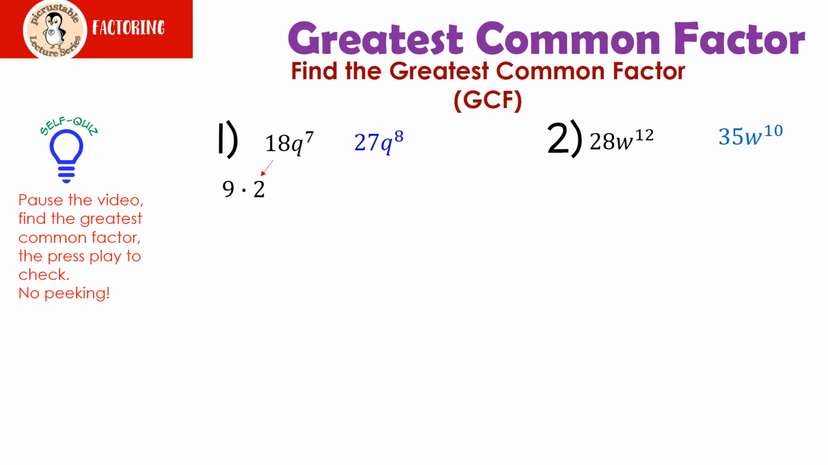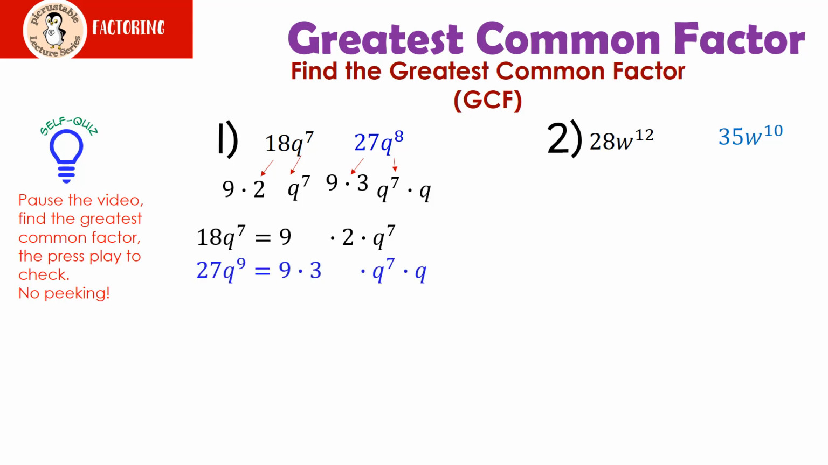So in the first one, I have 9 times 2 and q to the 7th. Did you happen to notice that q to the 7th is the smallest exponent between q to the 7th and q to the 9th? Yeah. And 9 also goes into 27. So let's write our first one here. Okay, then 27 is 9 times 3. Q to the 8th is going to be q to the 7th times q to the 1st, because q to the 7th is the smallest exponent. And let's write that underneath the other one.